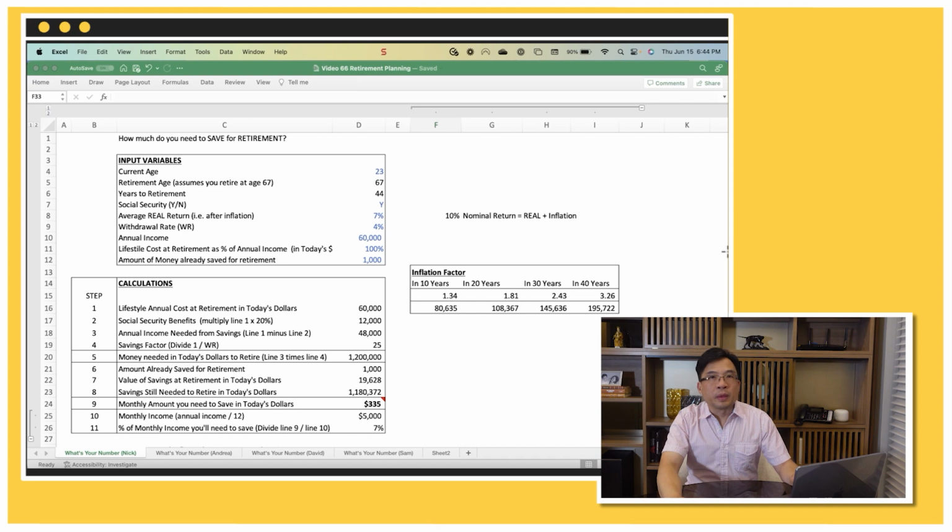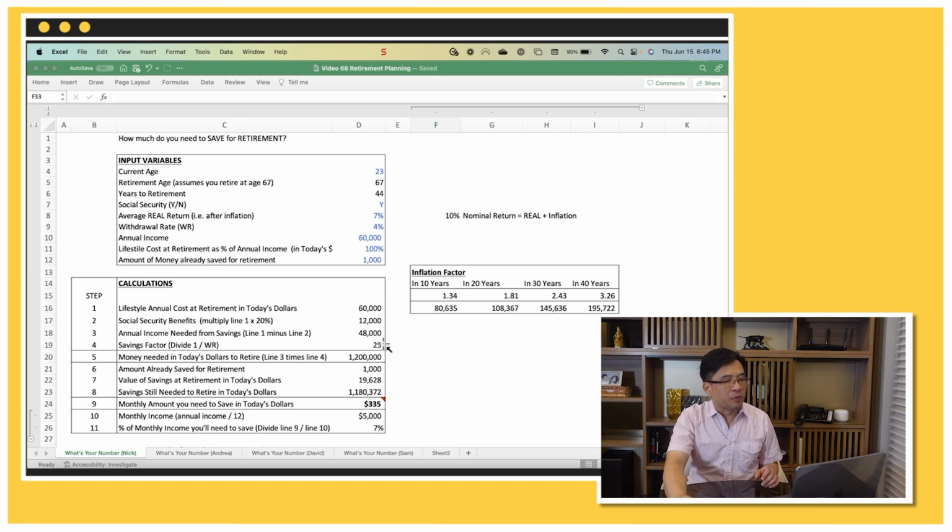Step number 2, multiply your annual salary times 20%. That's 60,000 times 20%. That's how much Nick will be getting from his Social Security when he retires. Step number 3 is to subtract line number 2, what he gets from Social Security, from the $60,000 on line number 1, and that leaves him with $48,000 of what he actually needs to generate from his savings and investments, his retirement savings.